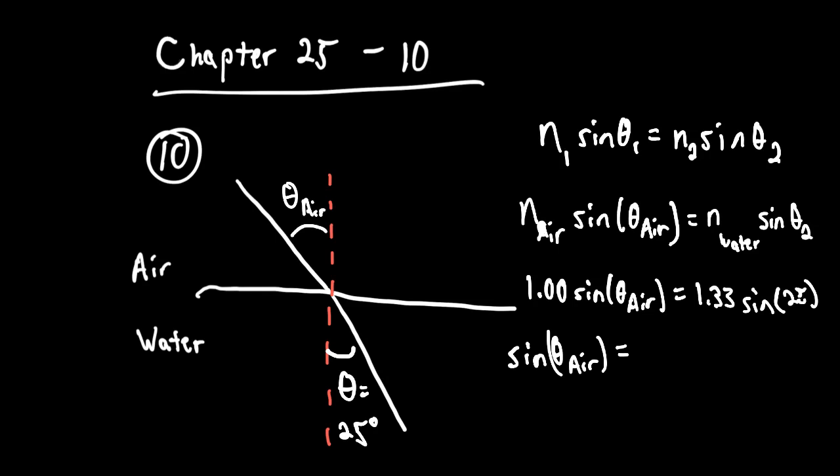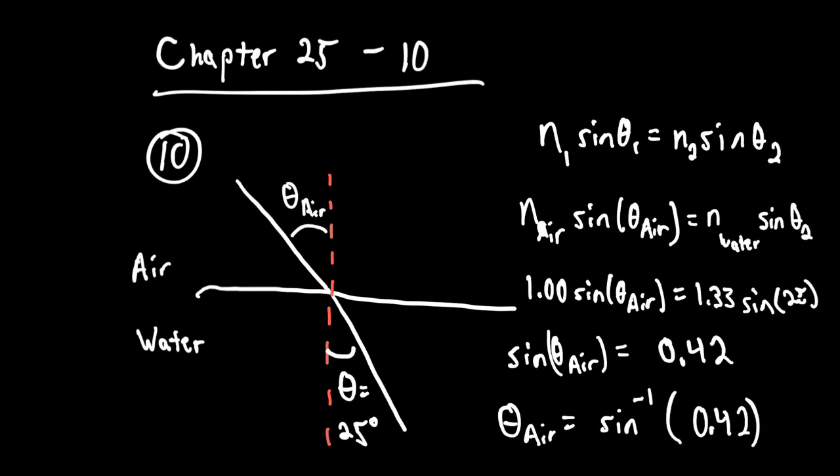If you plug that into your calculator, you should get 0.42. I'd plug it in, make sure you get 0.42. If you don't get that, you're probably not in degrees. So make sure you're in degrees. And once I get this number, how do I find theta? How do I get rid of the sine? Theta air is the inverse sine, sine to the -1 of 0.42. And you should have that button on your calculator.